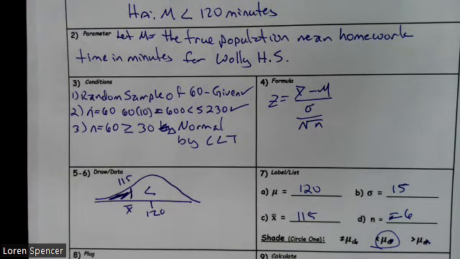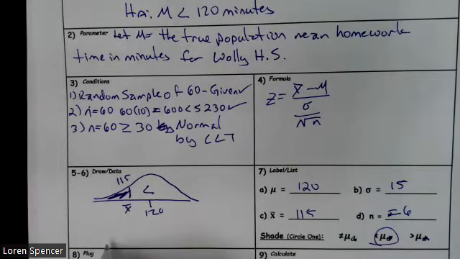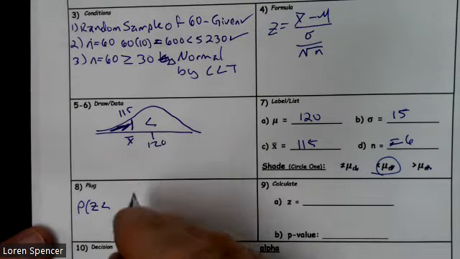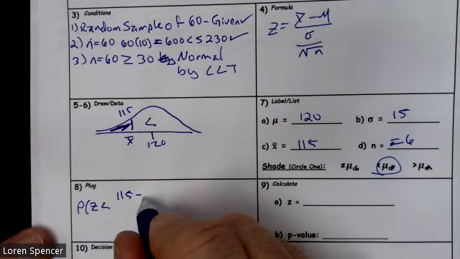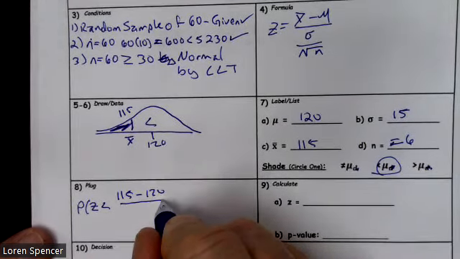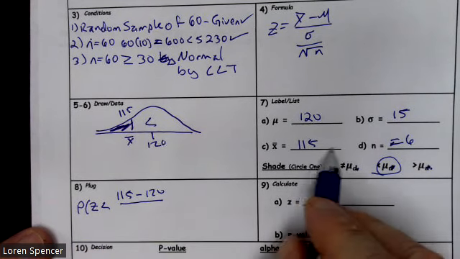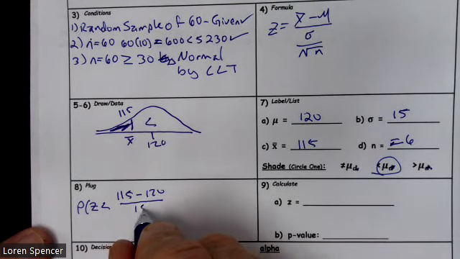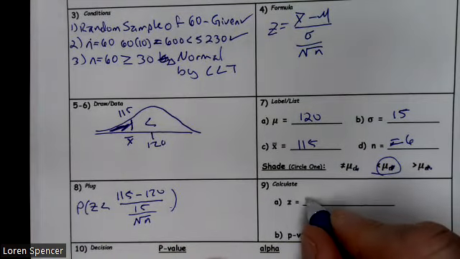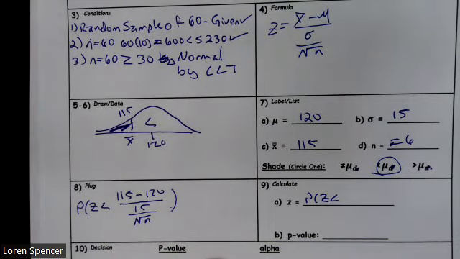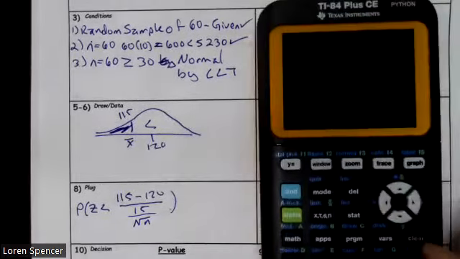Plug in. So we want the probability that Z is less than 115 minus 120 over the standard deviation of 15 divided by the square root of n. So this is the probability that Z is less than. Let's go ahead and run this thing.